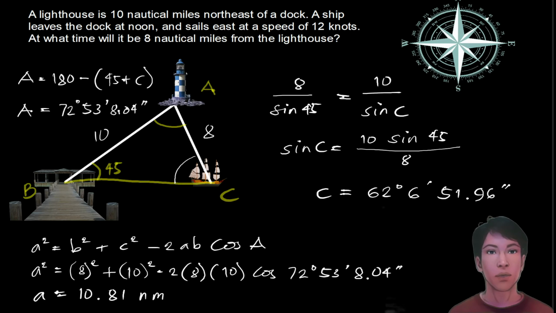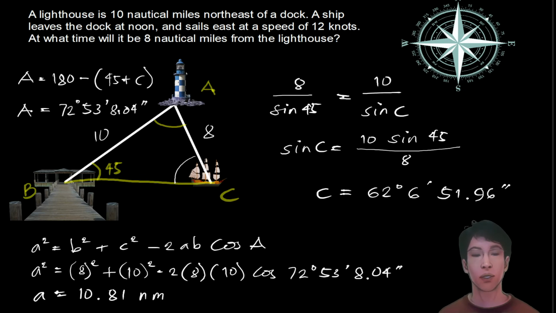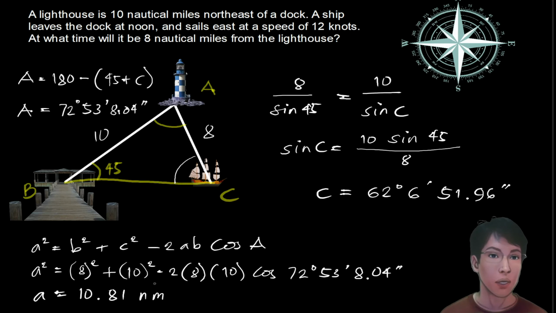So I'm abbreviating nautical miles as NM. This is the usual abbreviation for nautical miles. However, this is in conflict with the SI unit nanometer. But as far as maritime application is concerned, this abbreviation is normally used or accepted for nautical miles.